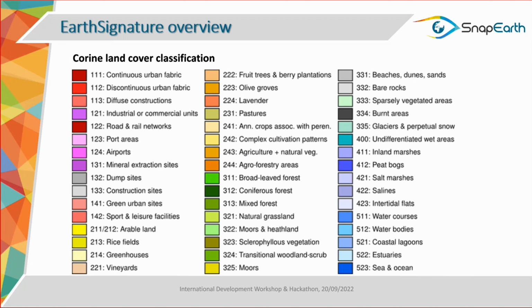And we try to give each place, so each pixel of the satellite images is classified into one of these classes. So you will see there is a lot of colors on the semantic segmentation images.